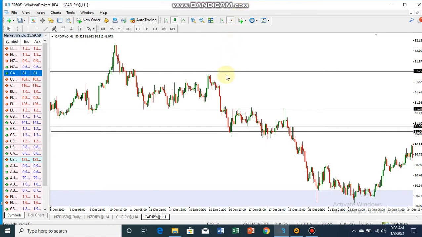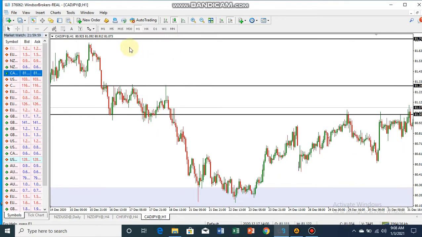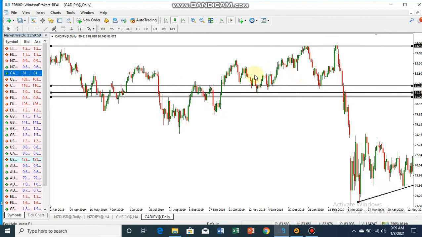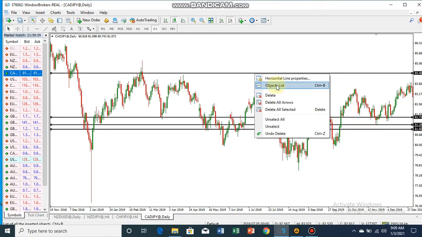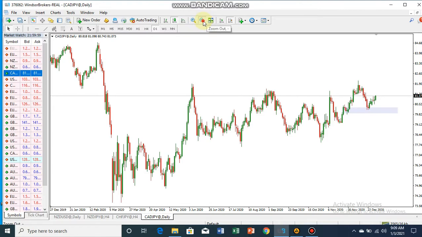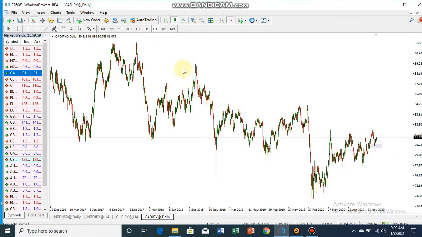Alright guys, today I want to show you how to trade using head and shoulders. Okay, let me remove everything here first so that you can see how to trade head and shoulders and what head and shoulders looks like. Let's see what we have here. Okay, we have nothing.